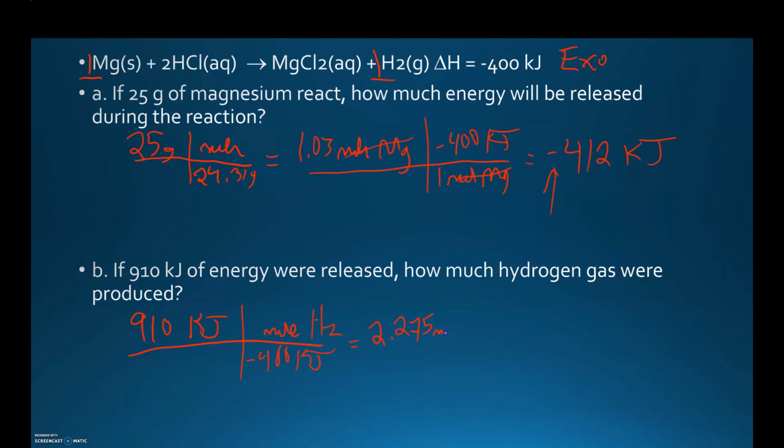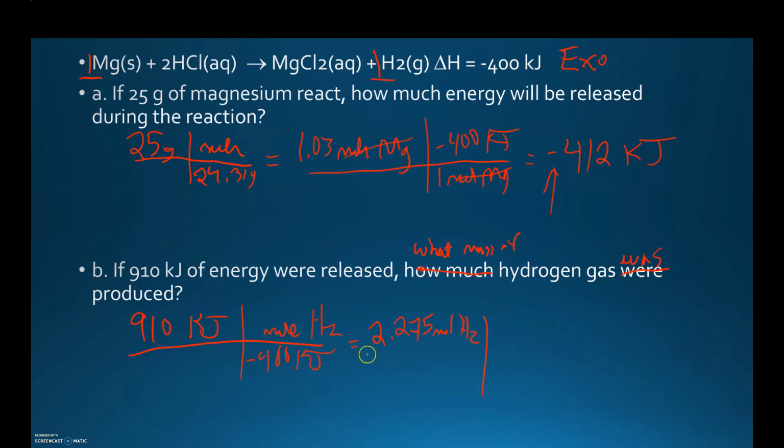That's going to give me 2.275 moles of hydrogen gas. Now, they ask how much hydrogen gas is produced. They don't really specify in moles or grams. So in this particular case, we're going to say, what mass of hydrogen gas was produced?